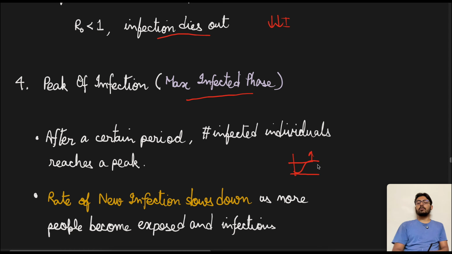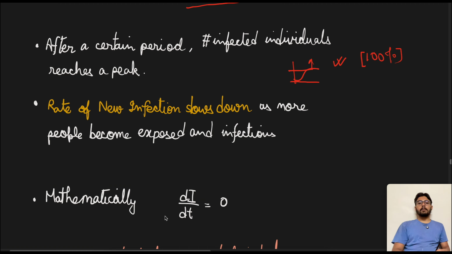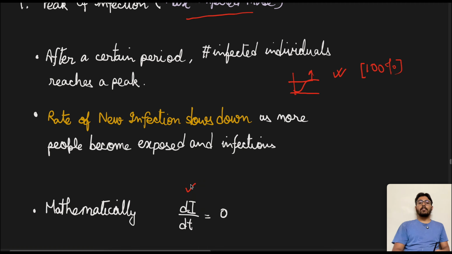Now this can be due to multiple reasons, maybe rapid vaccination, or maybe the entire population is now in a phase of infection, right? So although it's rare, it may happen. In that case, we can mathematically say that the rate of change of infected individuals in the population is 0, or I'll say nearly 0.